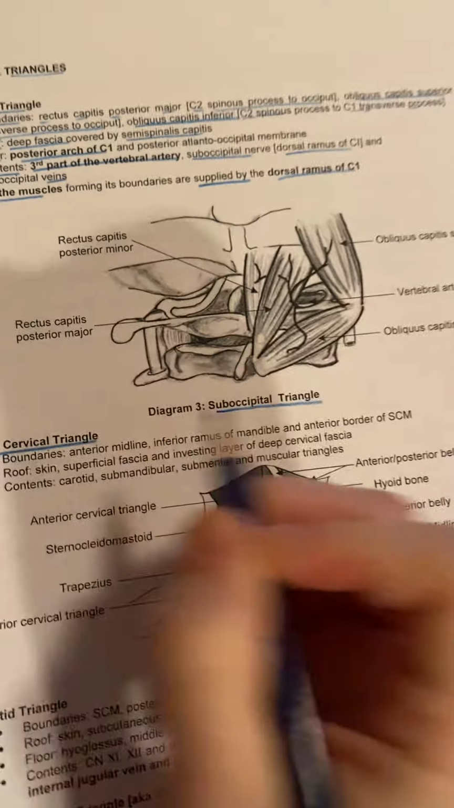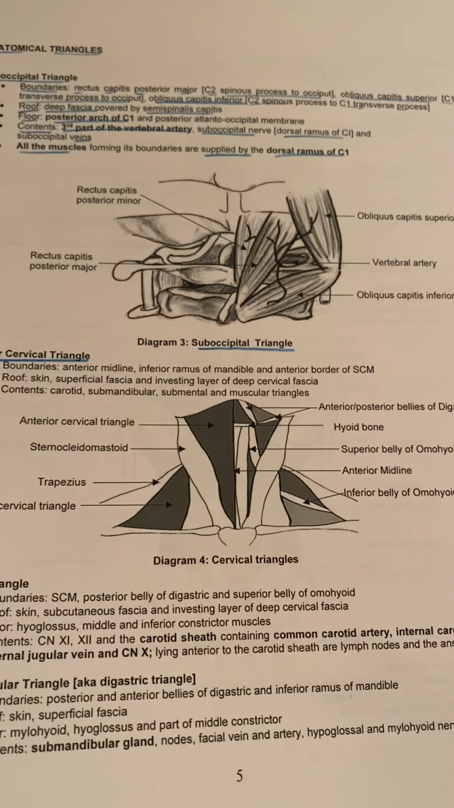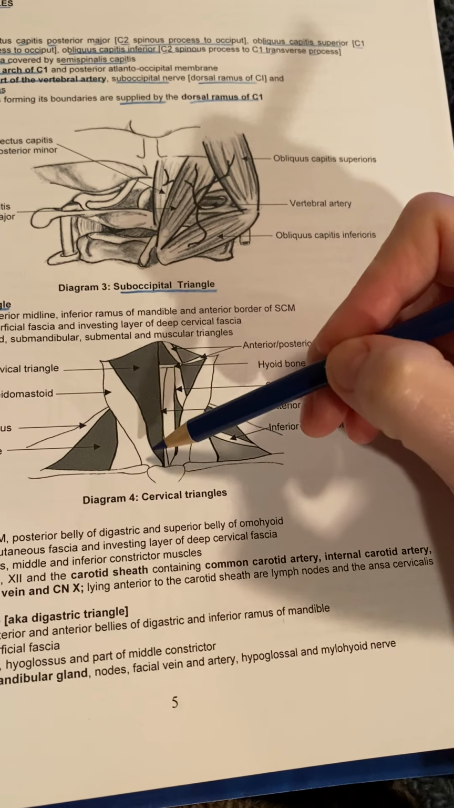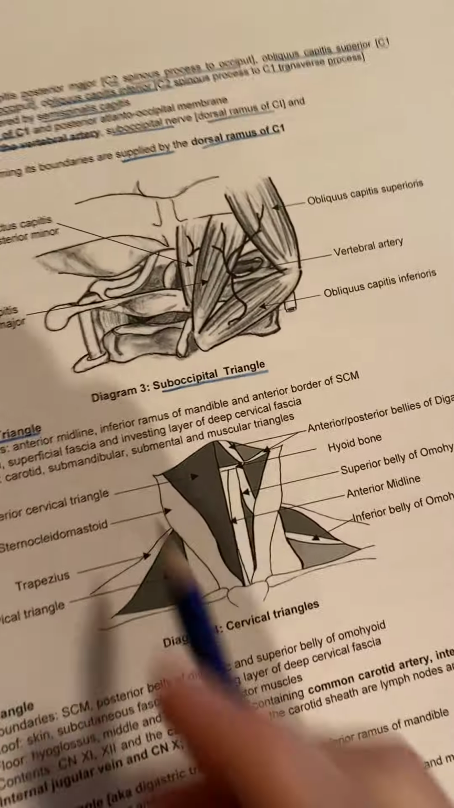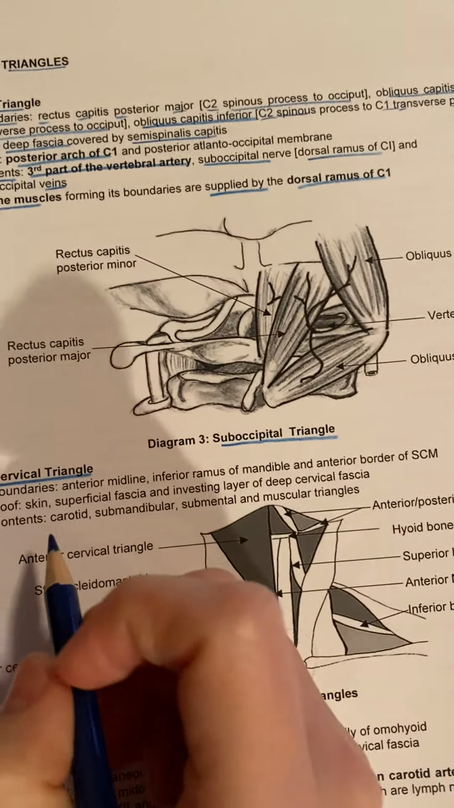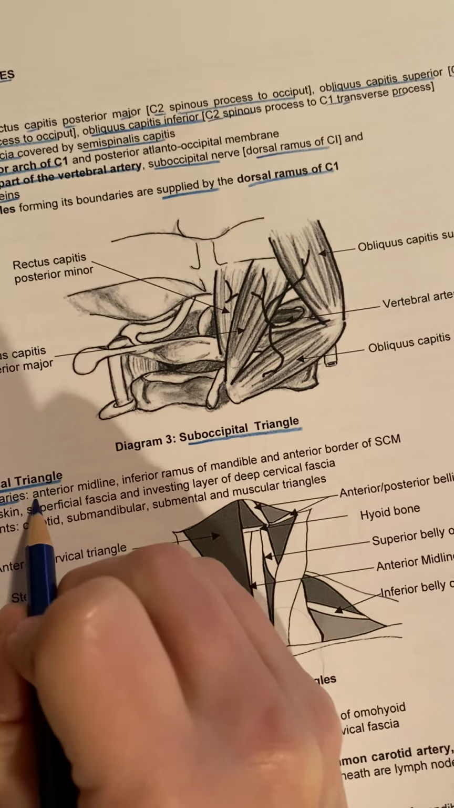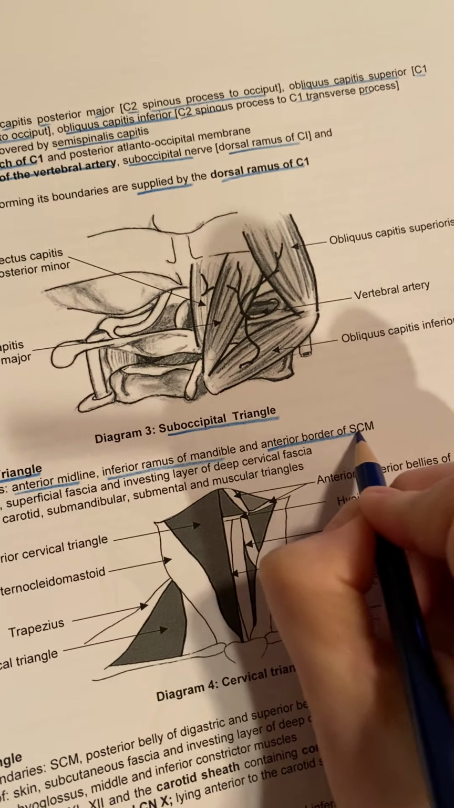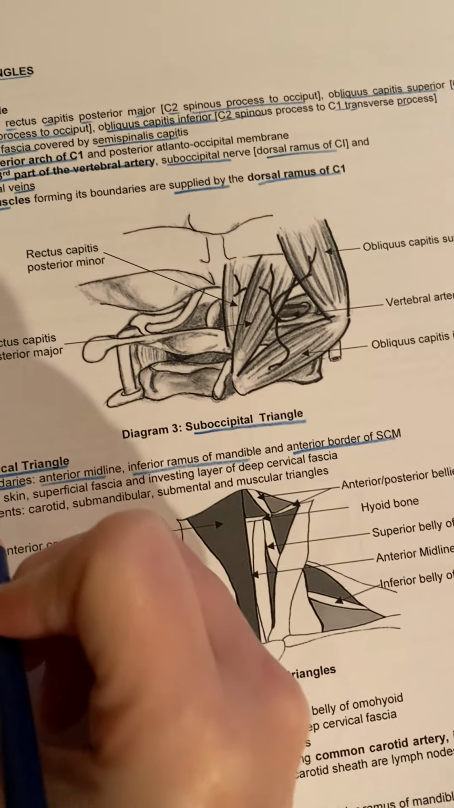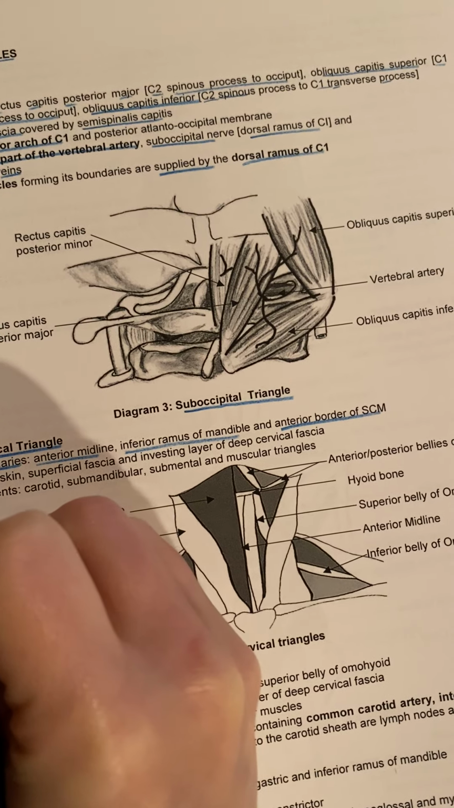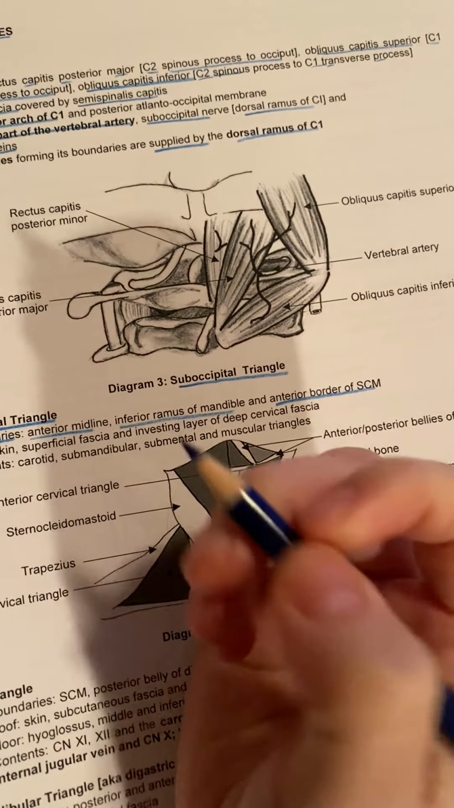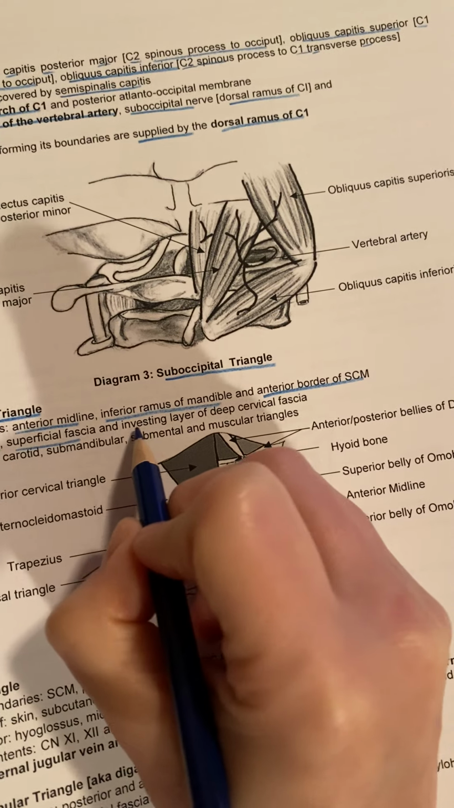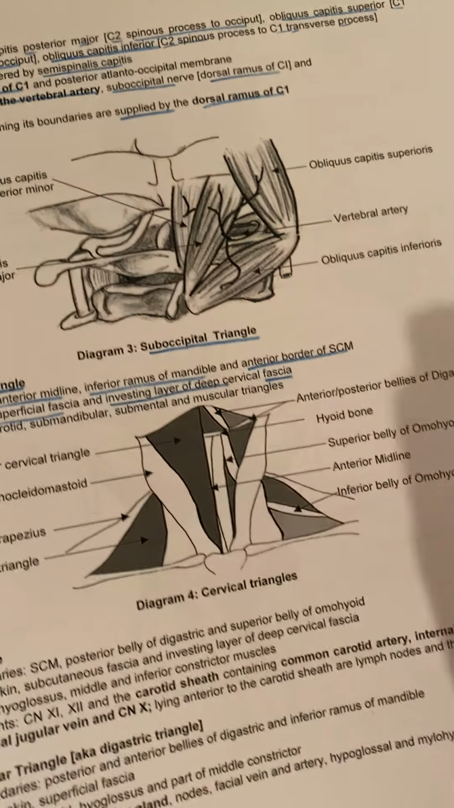Anterior cervical triangle. Look at where this is. This is the anterior cervical triangle. The boundaries of the anterior cervical triangle are the anterior midline, the inferior ramus of the mandible, and the anterior border of SCM. That one's pretty simple. The roof is the skin, superficial fascia, and investing layer of the deep cervical fascia.